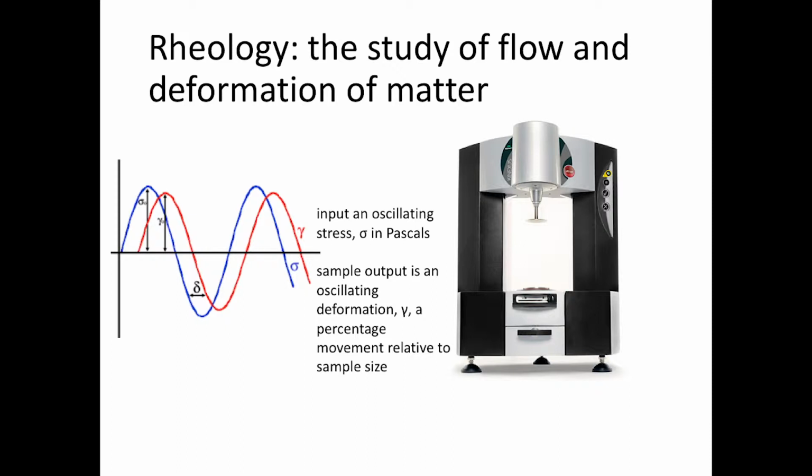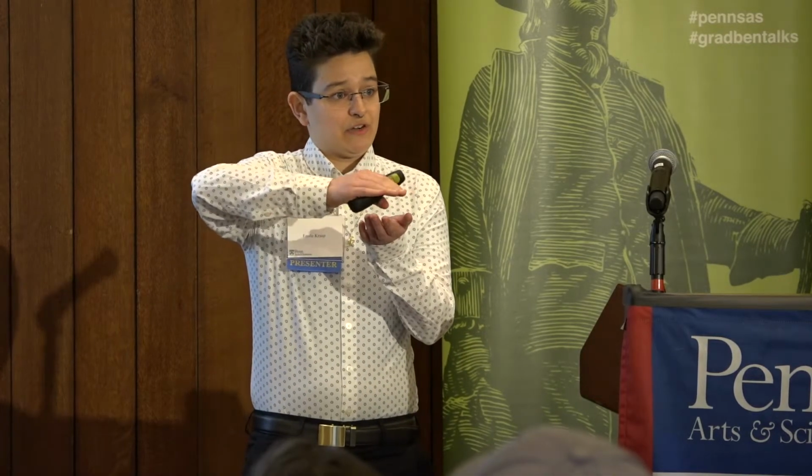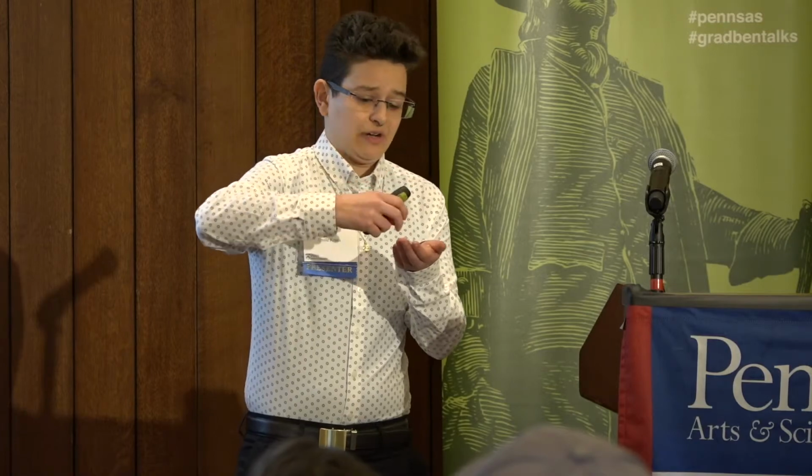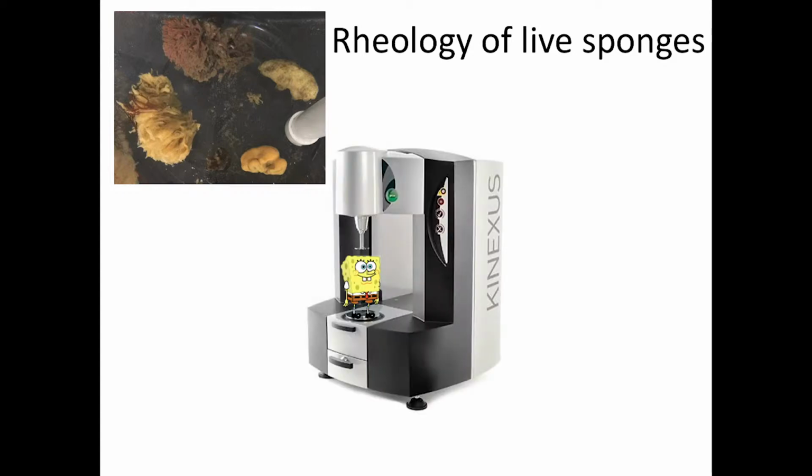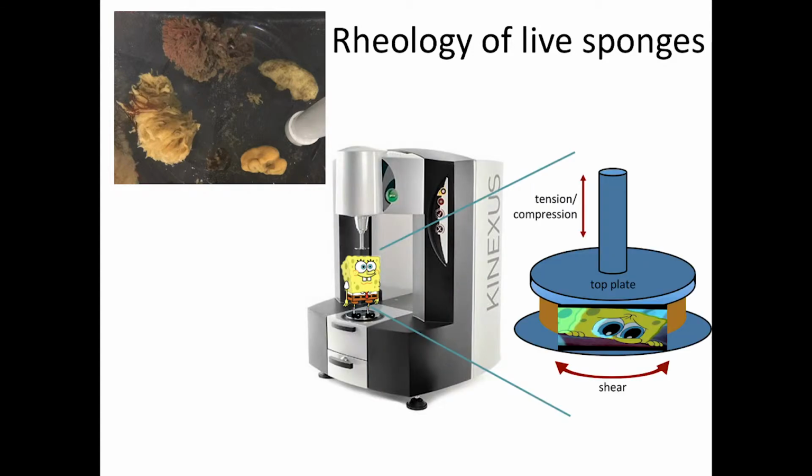And so what we call these material properties are G prime and G double prime, which is just how springy the material is and how flowy the material is. And in general, those things can depend on the frequency that we're shearing it at and how hard we're shearing it at. And so when I do this with sponges delivered from Florida, I stick them in the rheometer and I see what it does back.